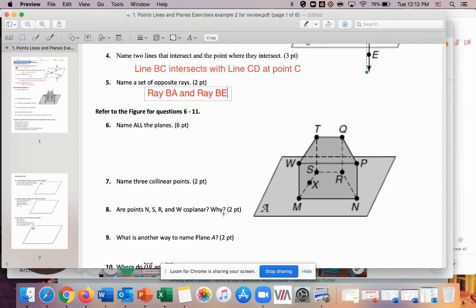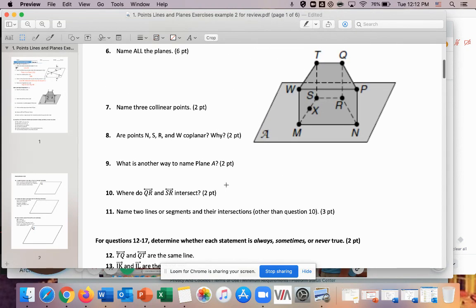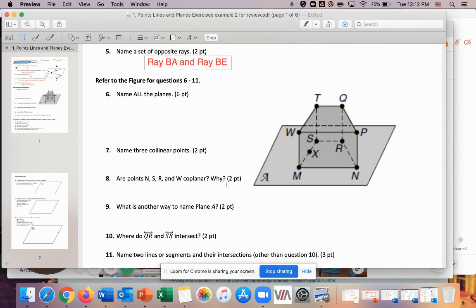Oh my goodness. So we're going to finish up this worksheet today. All right. Name all, refer to the figure for questions 6 through 11. All right. Name all the planes.